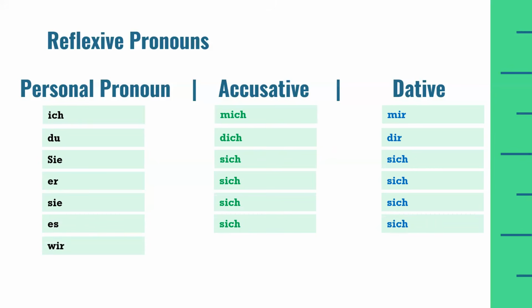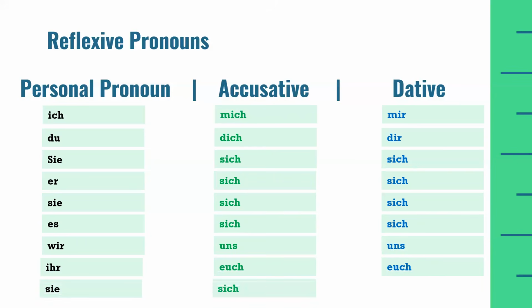Wir, which means we, has accusative personal pronoun uns and dative uns. Ihr, which means you people, the collective plural pronoun, has euch in both. And sie, which means they, has accusative personal pronoun sich and dative personal pronoun sich.